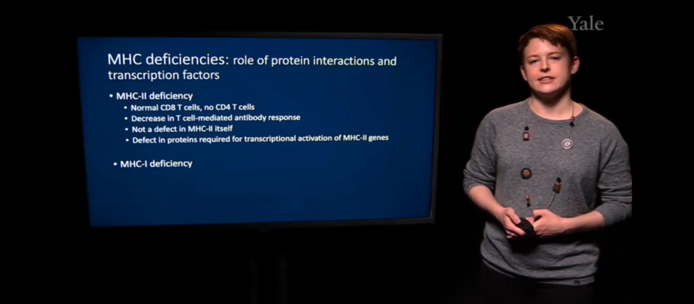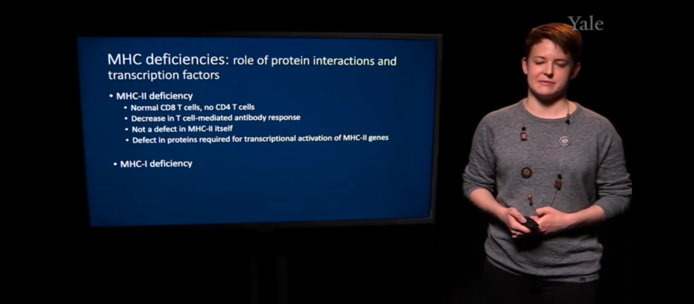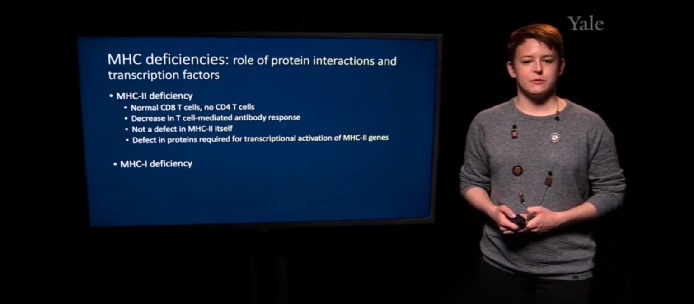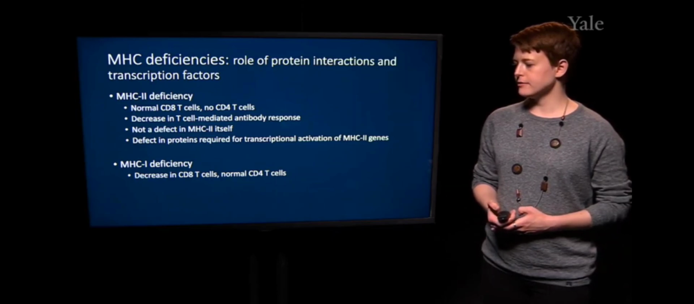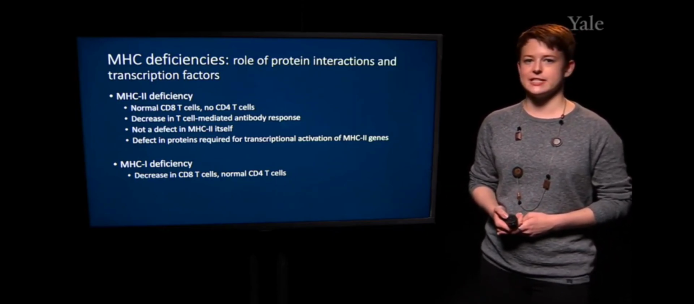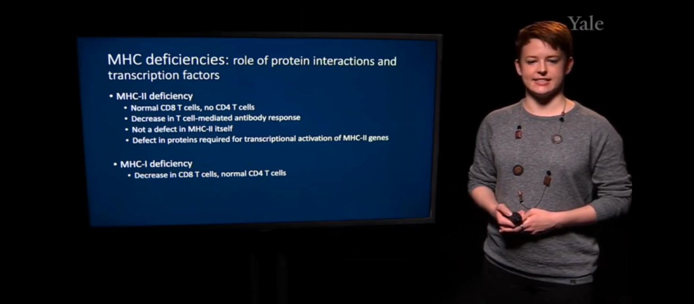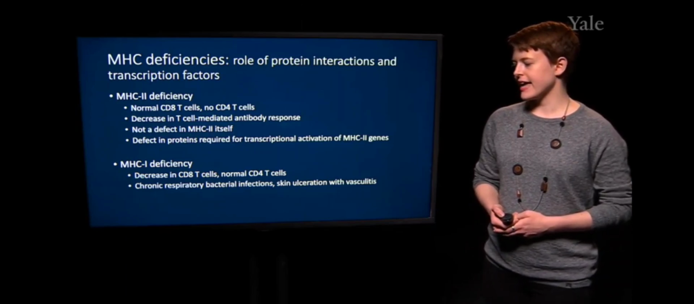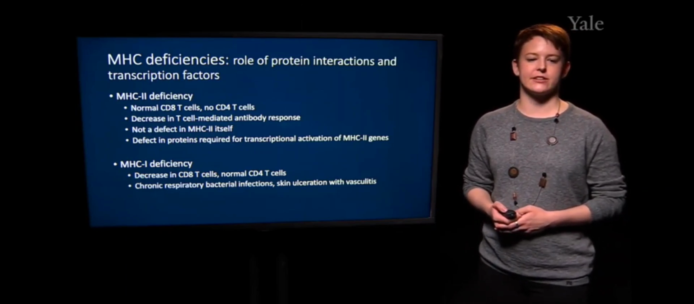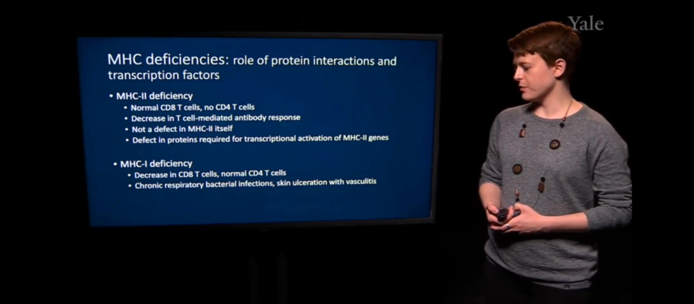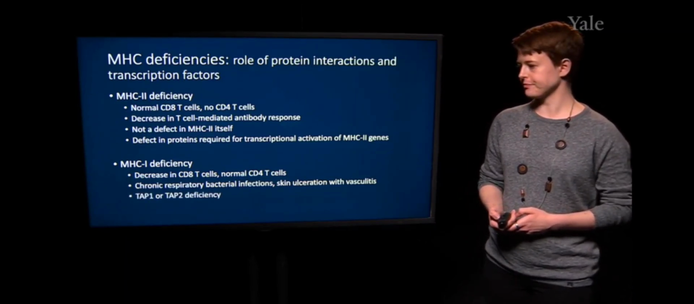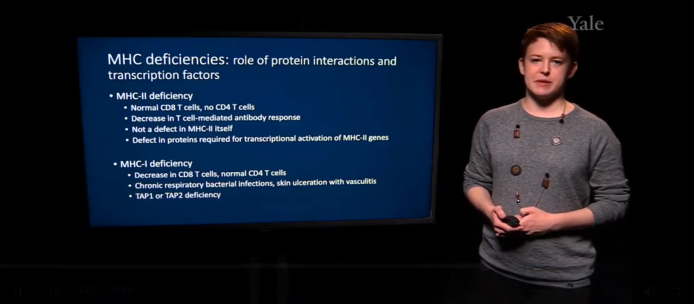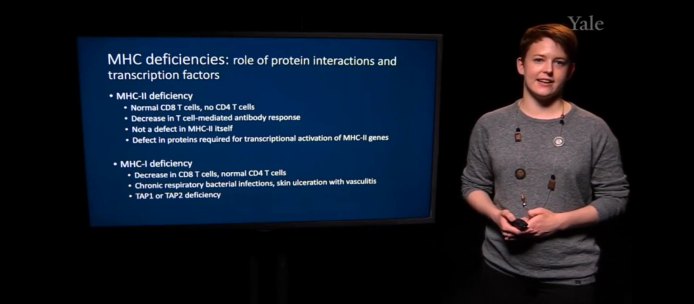So now we'll talk about MHC1 deficiency. So the opposite of MHC2, we see no normal CD8 T cells, while the patients have normal CD4 T cells. And these patients are also susceptible to chronic respiratory infections as well as skin ulceration. And this is due to a TAP1 and TAP2 deficiency, which, if you'll remember, if you go back to the lectures on MHC and T cells, this is a protein that's important for peptide loading into the MHC1 complex.